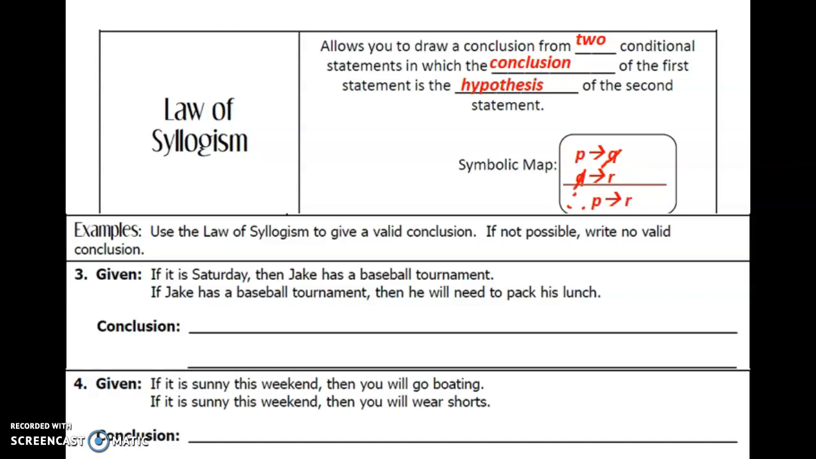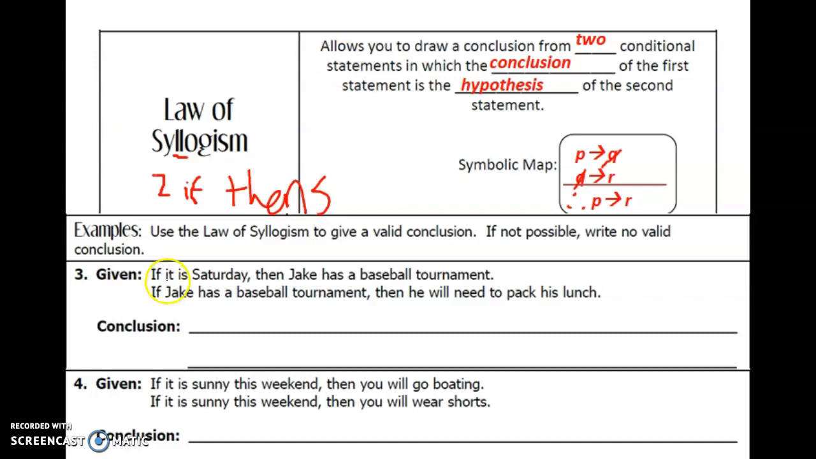So we need to have two if-then statements. The conclusion of the first has to match the hypothesis of the second in order to be able to conclude something using the law of syllogism. So what I remember to help me tell these apart is that law of syllogism, I have two L's. Two L's mean I need two if-thens. So I need two if-then statements. Two L's, two if-thens. So here's an example.